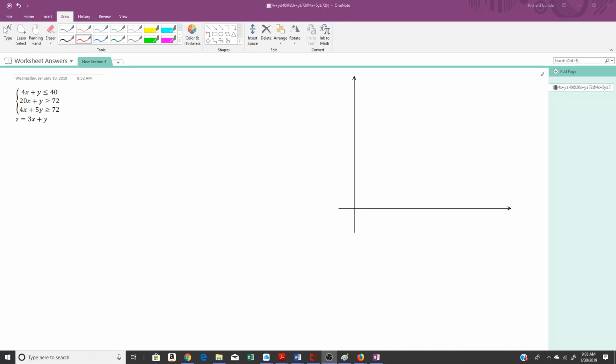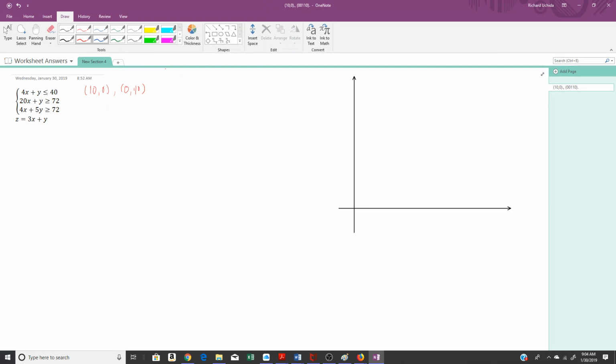So what I would first do if I were doing this problem by hand is find your x and y intercepts for the lines 4x plus y equals 40, and then if the other ones were equals as well. Now, one thing to note, since all of these are less than or equal, greater than or equal, we draw solid lines for the three lines. So for the first one, the x-intercept would be the point (10, 0). Remember, to find your x-intercepts, you let y be 0 and solve for x. For my y-intercept, if I let x be 0 and solve for y, I would have the point (0, 40).